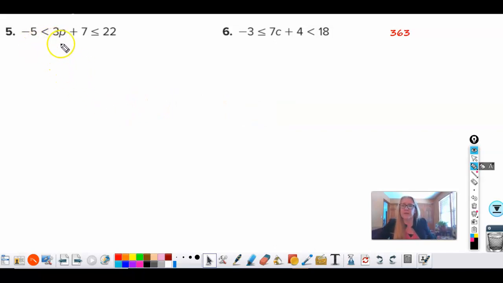Number 5, this is an and. The way you know an and statement is it either says and or it doesn't have a word. My dogs keep me company.